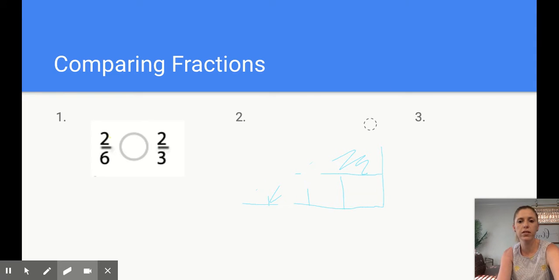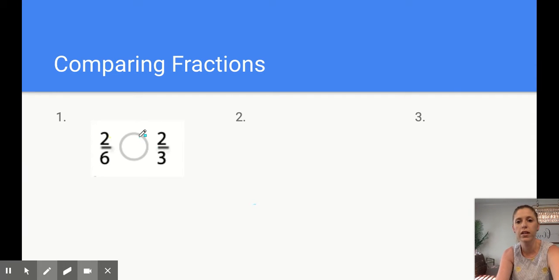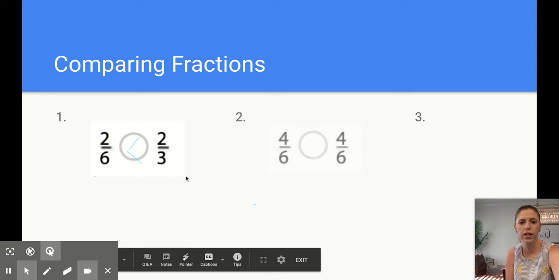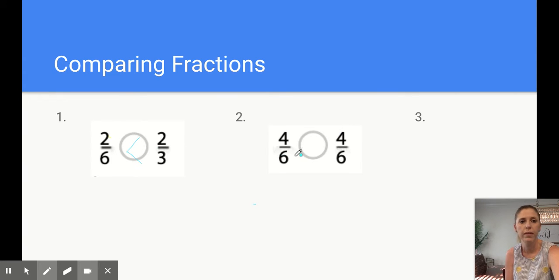So we're going to compare 2/6 to 2/3. All right, so I'm thinking to myself, which fraction is closer to 1 whole? And I can see that 2/3 is closer to 1 whole, so that is greater. Let's take a look at the next one. I have 4/6 compared to 4/6. My numerators are the same, and my denominators are the same. So these fractions are equal to each other.